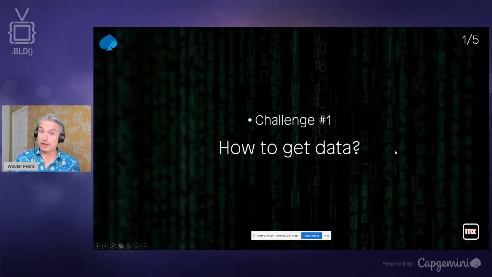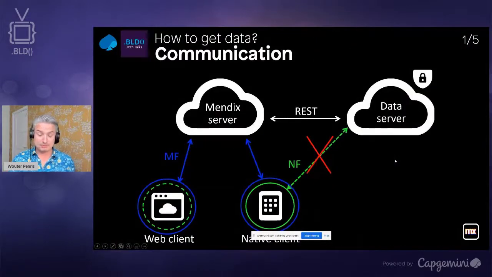And the first one was how to get data. Just showing you a bit of the architecture that was present. So again, it's a fintech, lots of security requirements that we had to take into consideration. And one of these resulted in the fact that we had to perform our REST calls through the Mendix server.